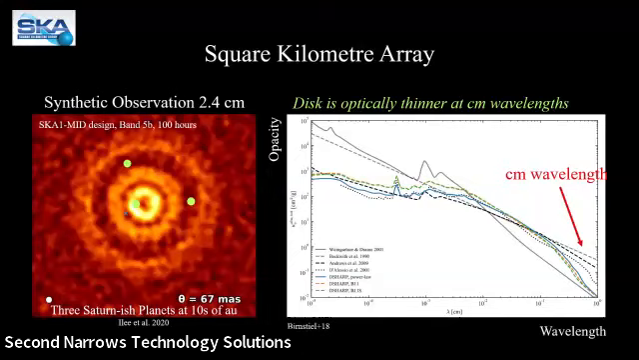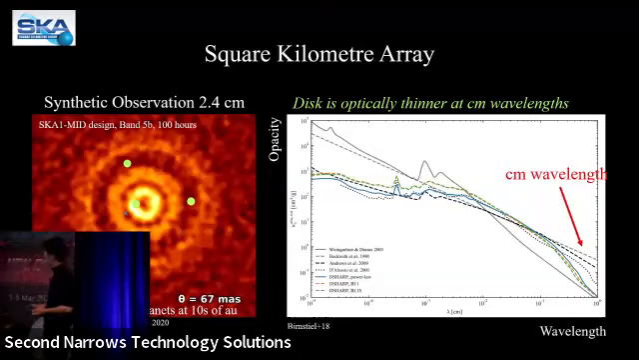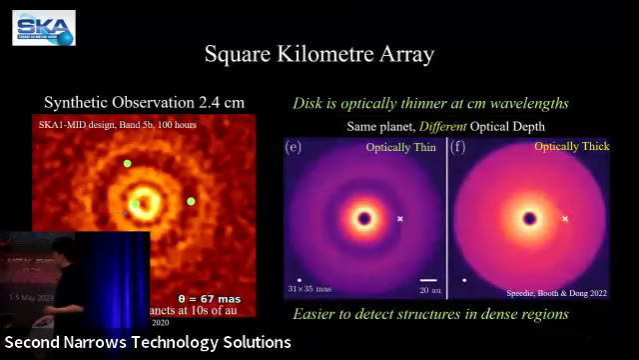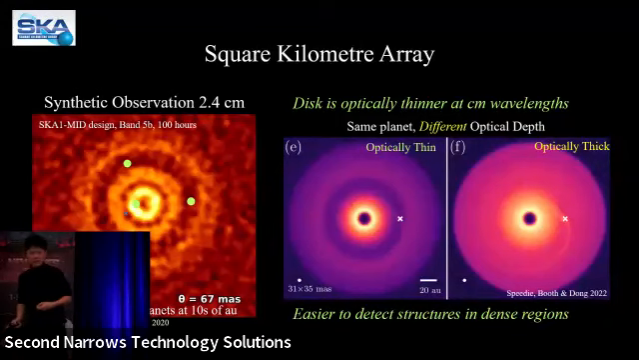So here you're looking at opacity as a function of wavelength for a bunch of dust models. Here are the centimeter wavelengths. All these models predict dust opacity should go down with wavelength from ALMA to SKA's wavelengths. Therefore, with SKA, we're working in a more optically thin regime, and that helps tremendously in terms of detecting structures in dense regions.